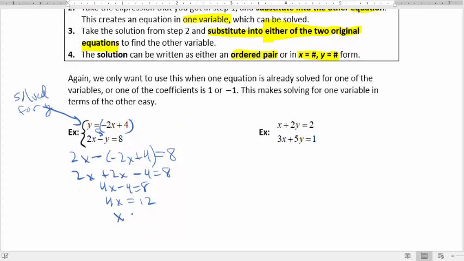So I would end up with x equals 3 in this case. So that's one of my solutions, right? That's half of my solution, basically. That's the x value of my solution. So now I'm on step 3.